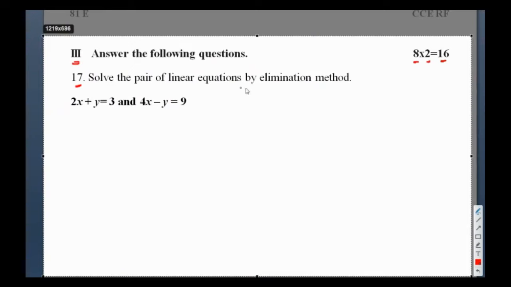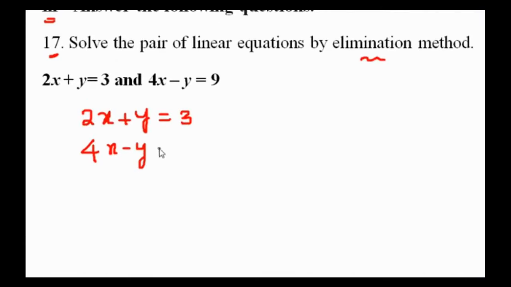17th question, solve the pair of linear equations by elimination method. So there are two equations, 2x plus y is equal to 3 and 4x minus y is equal to 9. You have to arrange the two equations in such a way that one equation is exactly below the other, which matches the variables x and y and numbers. So plus y and minus y will be cancelled here and 2x plus 4x is 6x. We are doing addition because plus y and minus y got cancelled. 3 plus 9 is 12.